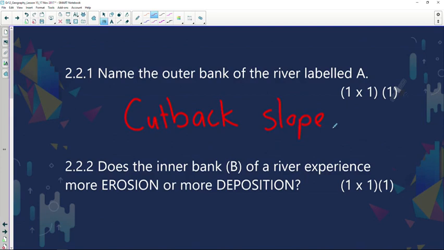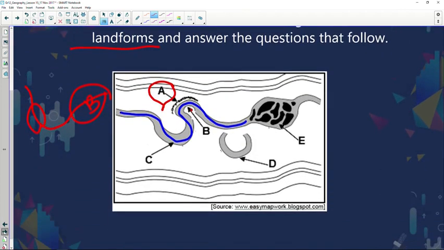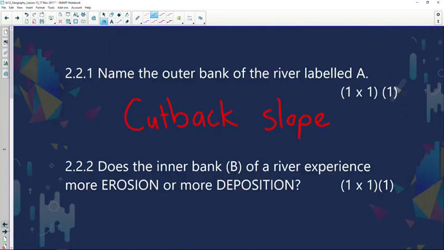Does the inner bank B of the river experience more erosion or more deposition? Let's quickly have a look. B is situated over there. Definitely deposition. If I draw a transverse profile from one riverbed to the other, A is going to be a concave slope, where B is going to be a gentle riverbed slope. Over here erosion takes place, and on slope B, deposition takes place. So the correct answer for 2.2.2 will be deposition.